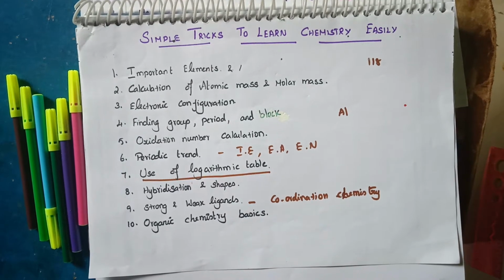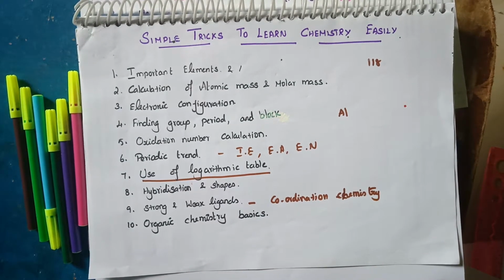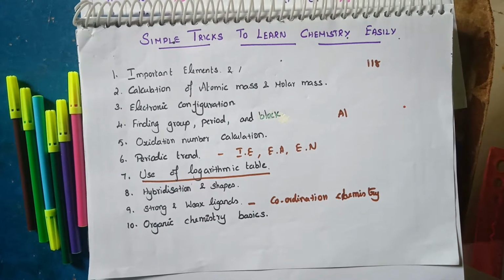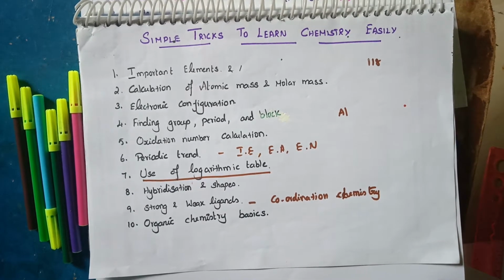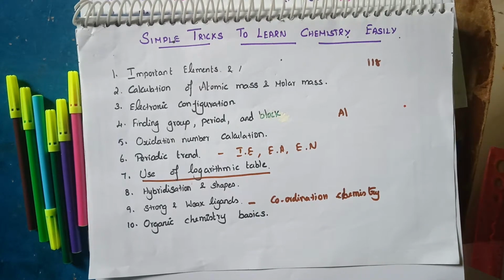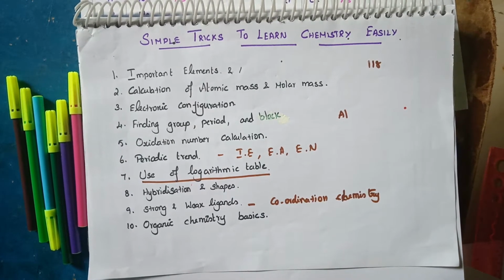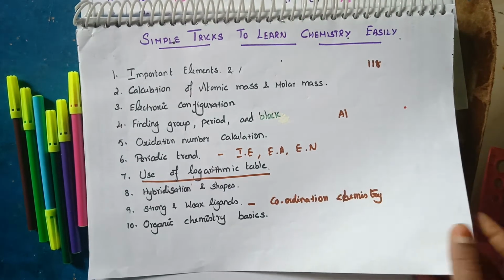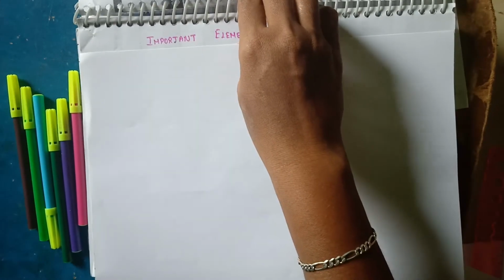So already I have told you in the video that there are 10 basics we should know before approaching chemistry. What are the basics, students? The first one: you should know the important or key elements in the periodic table. The next ones are calculation of atomic mass, electronic configuration, and finding the group, period and block. The first one we are going to see is the key elements of chemistry.